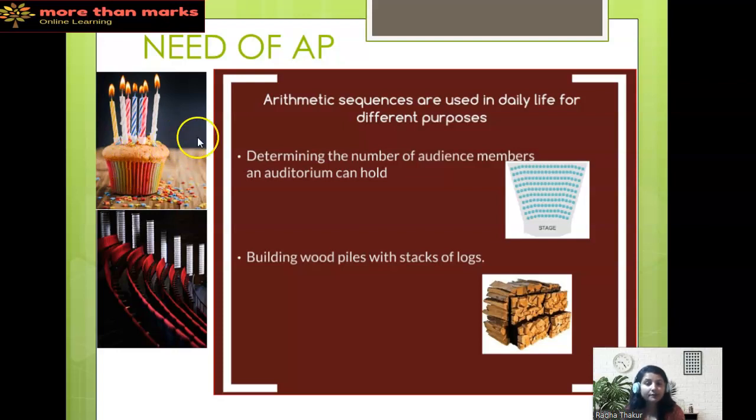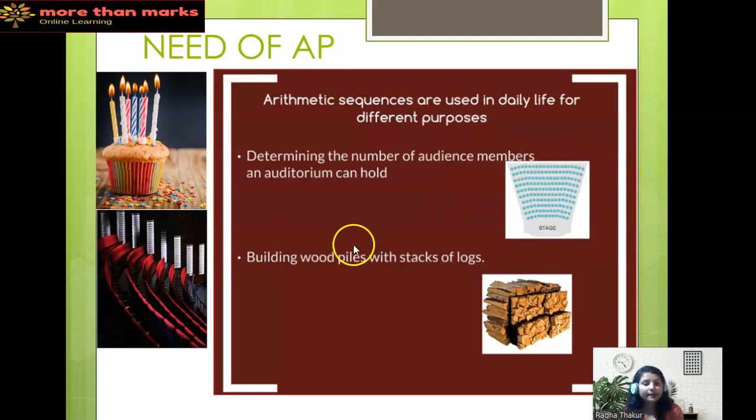The candles: every year the candles increase by 1 as your age increases by 1, right? Similarly, look at this auditorium, or you can say the picture hall. Let's see the arrangement of the chairs, the seats in the hall. If you want to determine the number of audience members the auditorium can hold, the first thing you can do is count the number of seats, but this takes a lot of time. It's just a wastage of time, right? But by using the arithmetic progression concept, you can find the number of seats very easily.